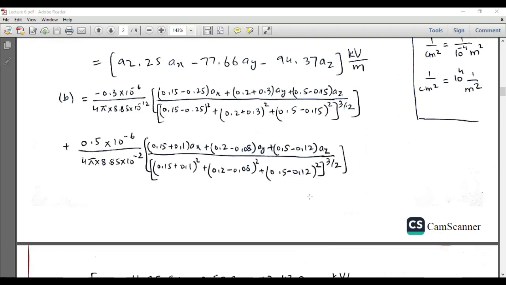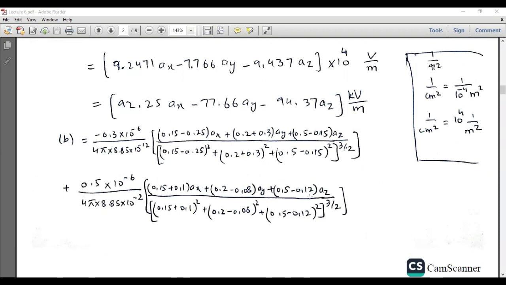So that is all about the definition and explanation of electric field intensity due to a point charge.